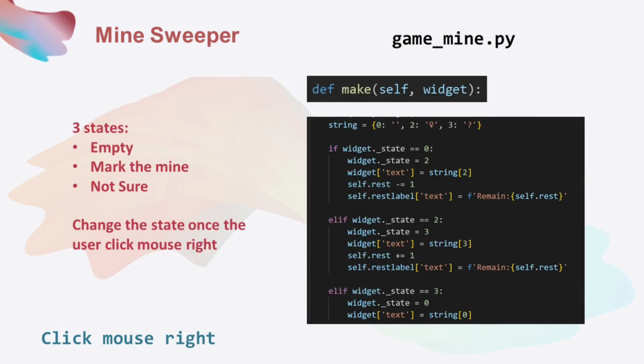The function make is to set different states for the unclicked button. It includes empty, marked, and not sure. The user can change the state by clicking the mouse right.